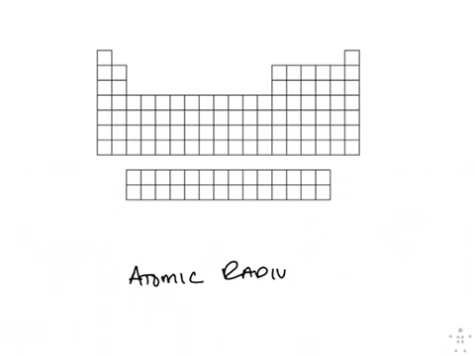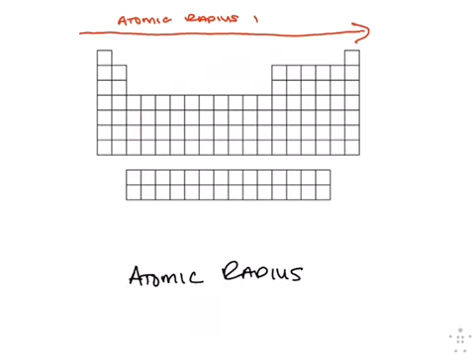And the trend is that as you go across the periodic table from left to right, atomic radius decreases. Now the reason for this is if you're comparing elements in the same row, they have the same number of energy levels that you're putting electrons into. The difference is, though, as you go across the periodic table, the number of protons in the nucleus is increasing. So the nucleus is just getting a stronger core charge associated with it.